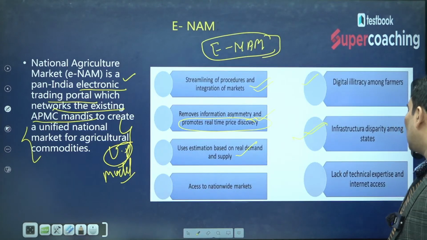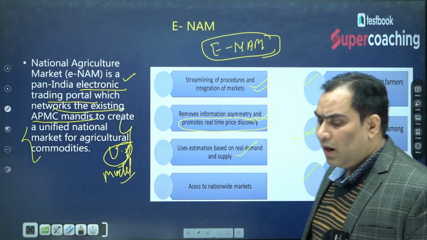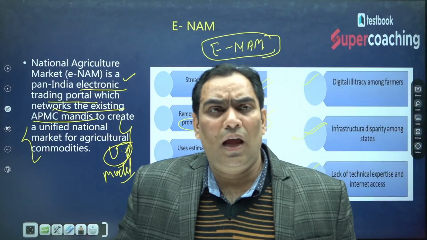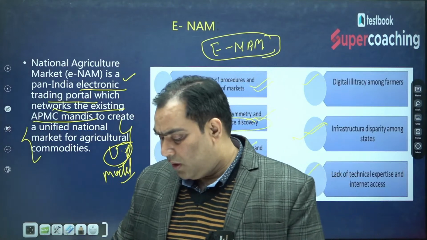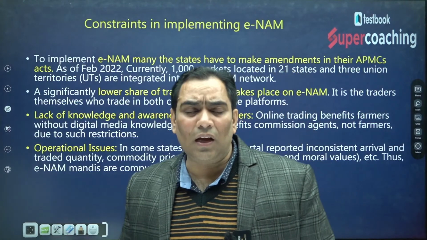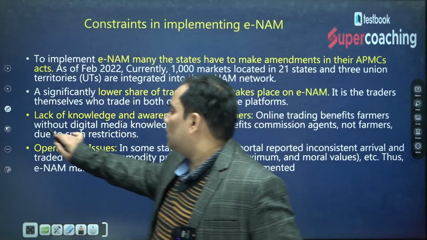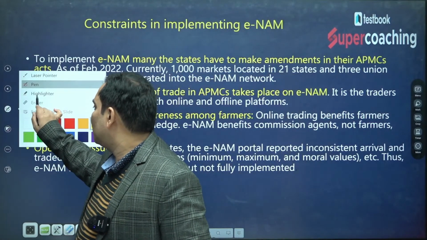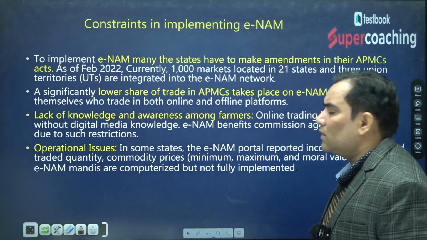There is a lack of technical expertise and internet access. In different states there is a lack of internet access as well. So these are the issues. Now we are going to discuss what are the constraints in implementing e-NAM. We are going to discuss that, then we will discuss the reforms.